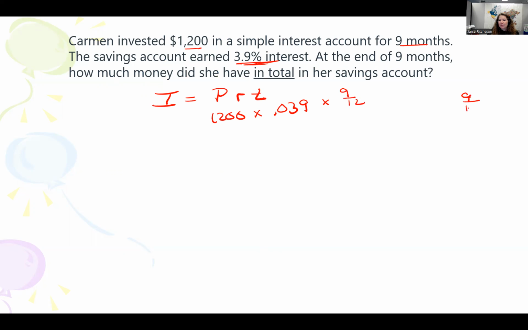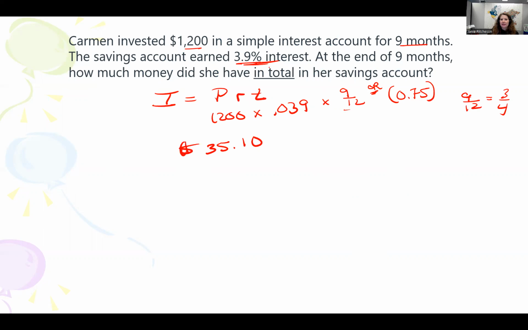I do know I could simplify 9 over 12, divide them both by 3, and I get 3/4. I also know that is 0.75. So if you don't have a fraction button on your calculator, multiply by 0.75. If you do, you can multiply by 3/4. It doesn't matter. This is an or, not both. All right, so $1,200 times 0.039 times 0.75 is $35.10. So is that the answer to the question?